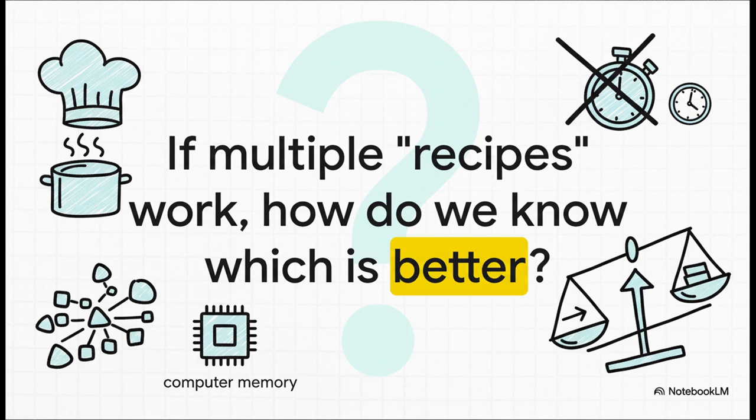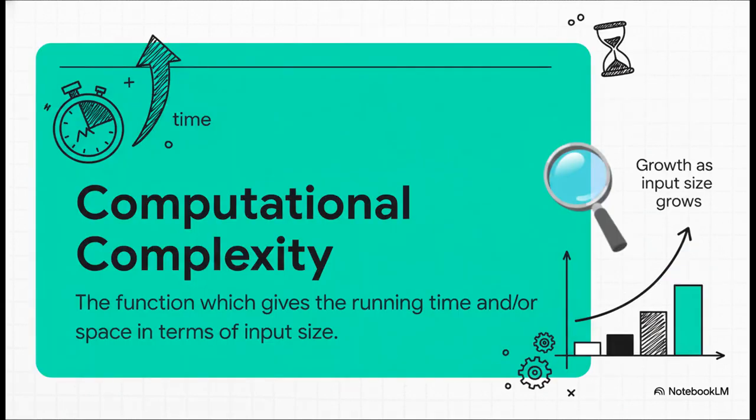And we can't just time it with a stopwatch because a fast computer will always beat a slow one. We need a standard, objective way to measure how efficient an algorithm is. And that standard is called computational complexity. It's just a fancy term for analyzing how the resources an algorithm needs, usually we're talking about time, will grow as the size of the problem gets bigger. We don't measure in seconds, we measure by counting the number of basic steps the computer has to take.